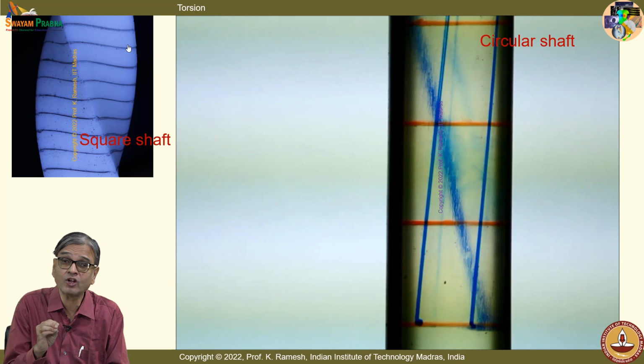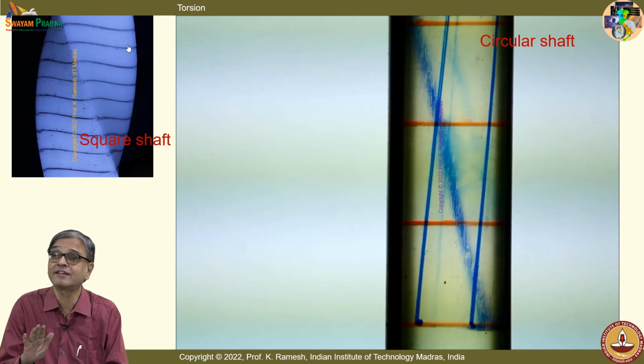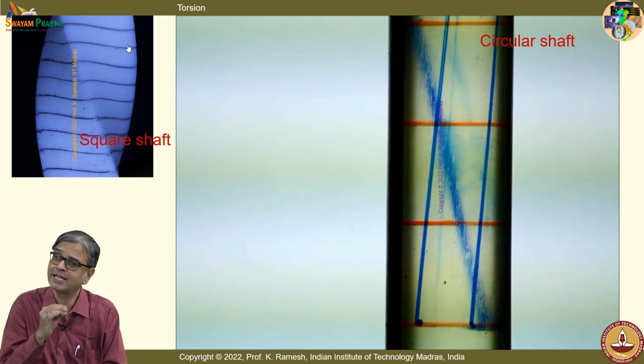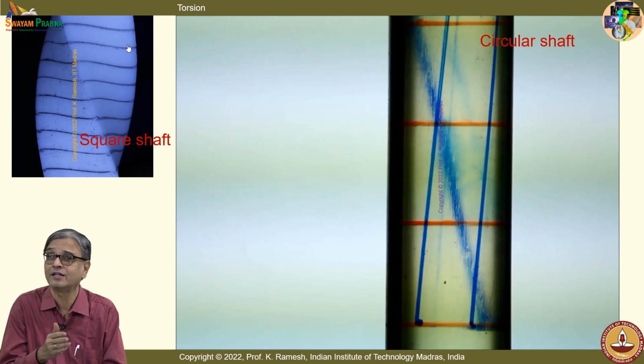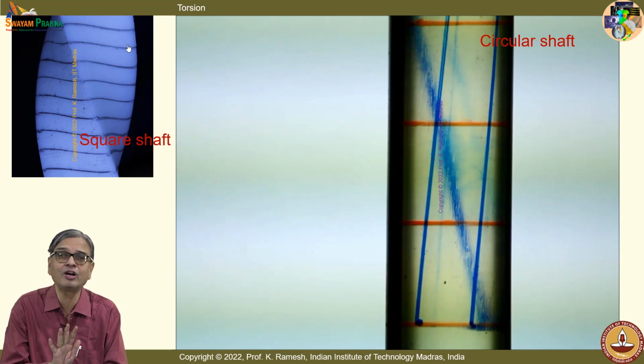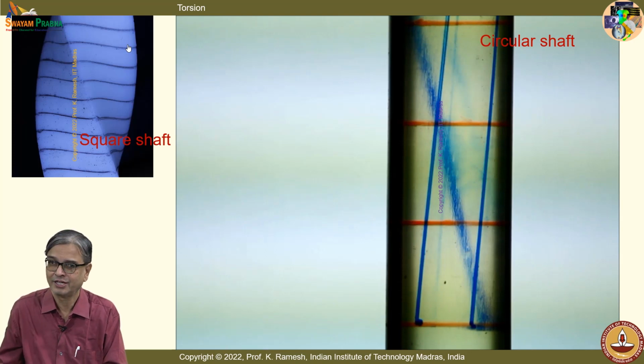Because of warping of cross section, we do not analyze it in this course, and this solution was first proposed by Saint-Venant, and you know Saint-Venant from Saint-Venant's principle. He had solved it using the differential equations approach. So you have a solution for this. Please do not think that you do not have a solution for what are the stresses developed in a square shaft. You have a solution, but it is beyond the level of this course.